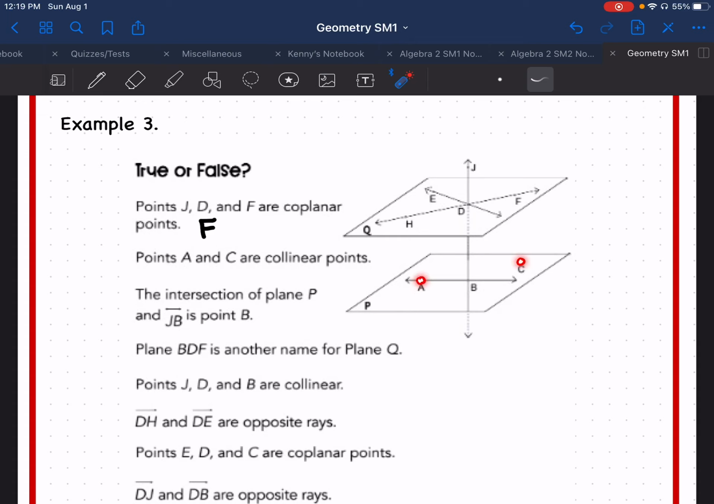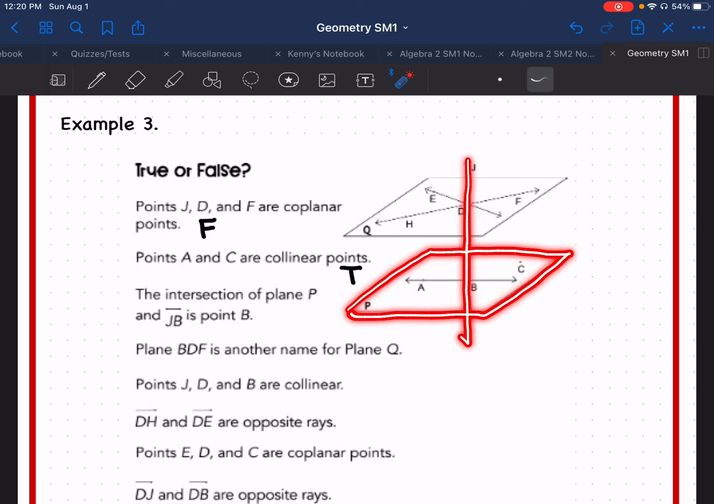A and C are collinear points. Because they are on the same plane, I'm going to say that is true, because through any 2 points, I can create a line. Just because it's not drawn doesn't mean it's not really there. The intersection of plane P and line JB is the point B. When a plane and a line intersect, they do intersect at a point. So all I need to do is find plane P. Here it is down here. And then I need to find line JB. There it is. It is intersecting right there at B. So yes, that is true.